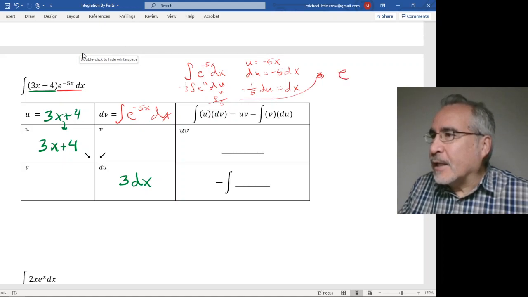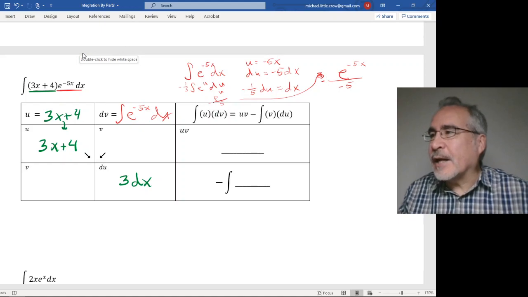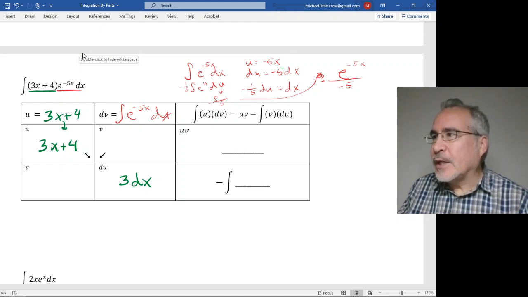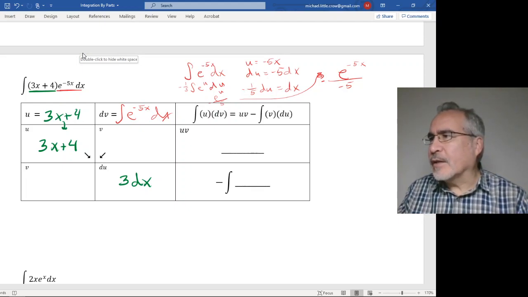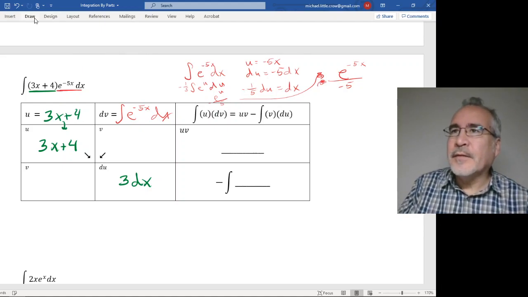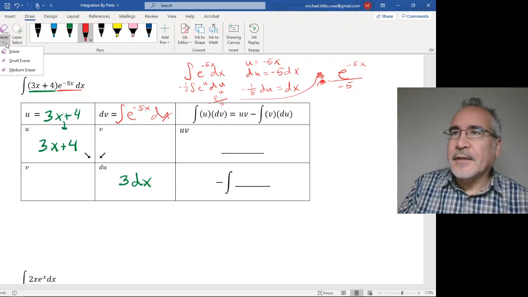So you get e to the minus 5x over minus 5, and you get a minus out here because basically the minus 5 will come down because of the chain rule. We need this here so that when we do take its derivative and it comes out, that will cancel out. Okay, so not two negatives, I got just one negative, just one down here. In fact, let me erase that.